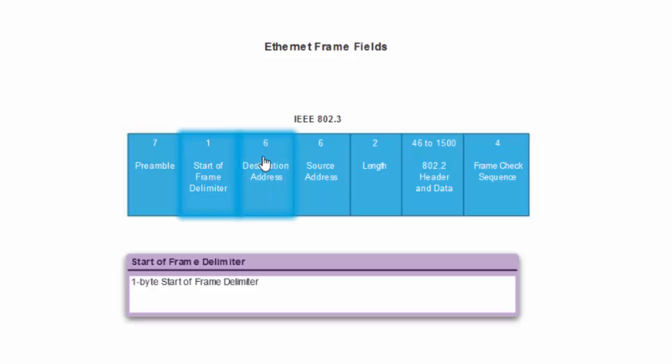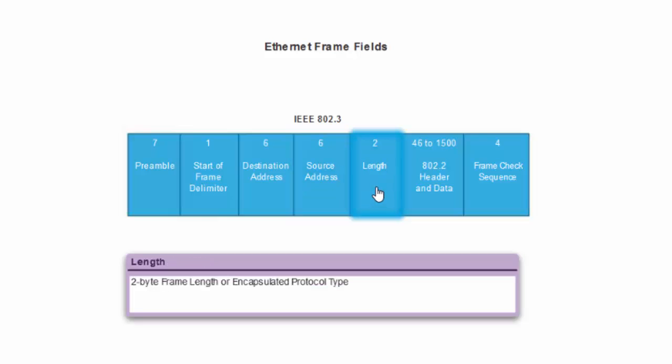We have the destination address and source address, and each of them is actually a 6 bytes field, which are defined using the notation that we talked about. 6 bytes mark 12 hexadecimal digits that represent the MAC address for source and destination.